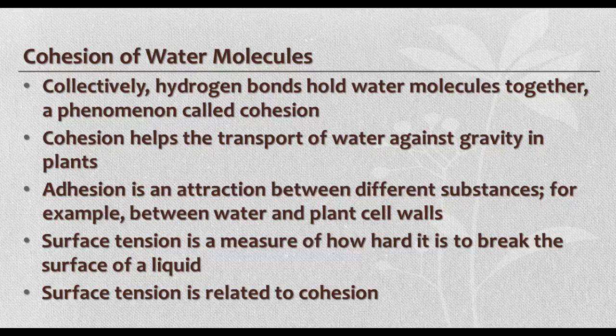So let's talk about cohesion first. Of course, cohesion is due to the hydrogen bonding of the water molecules. Cohesion is the attraction of like substances for each other, and that's what helps water behave in lots of the ways that we see water behave. For instance, the transport of water in plants goes against gravity, and that's because of the cohesive nature of water as well as the adhesive nature of water with the plant cell walls. Adhesion, remember, is an attraction between different substances, like the water and the plant cell walls, and that allows the water molecules to basically be pushed up or pulled up through the plant.